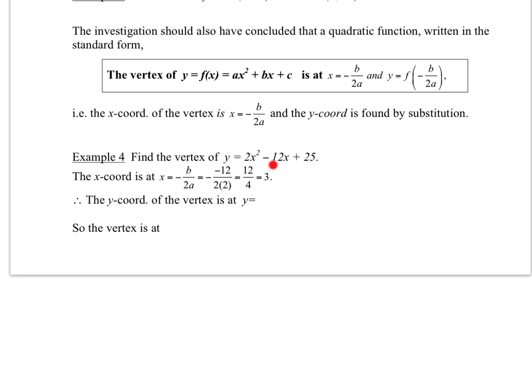We then take that 3, we put it in place of the x over here. So it's 2 times 3 squared minus 12 times 3 plus 25. And if we do that, what we should get is something that looks like this. If you simplify that, it's 18 minus 36 plus 25. And then if you take the extra step to calculate that value, it should be 7. And that means that the vertex is at 3, 7. The x-coordinate is 3, the y-coordinate is 7.